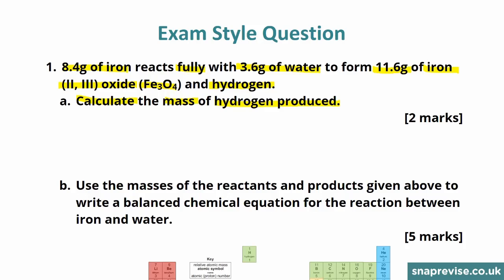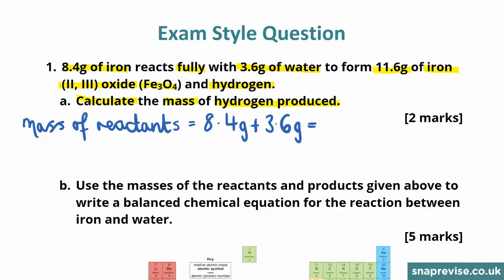In this instance, the mass of the reactants is going to be equal to the mass of iron added to the mass of water, and we were told these in the question, as 8.4 grams of iron reacted with 3.6 grams of water. If you add these together, you can see that the mass of the reactants in this chemical reaction is 12 grams, and therefore the mass of the products is also going to be 12 grams.